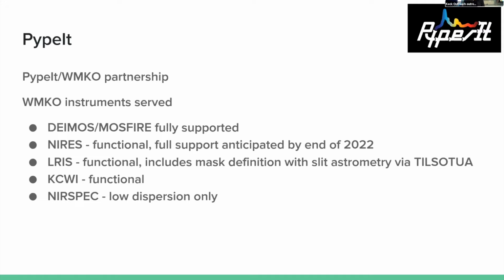The current status of PypeIt, it was good to hear it called out in the first talk this morning, but it is fully supported for the DEIMOS and MOSFIRE instruments. Other instruments are currently in development. You can see NIRES will be coming soon in the next few months. LRIS is being developed. It includes the slit astrometry, and then a KCWI mode, and the near spectrum low dispersion as well.